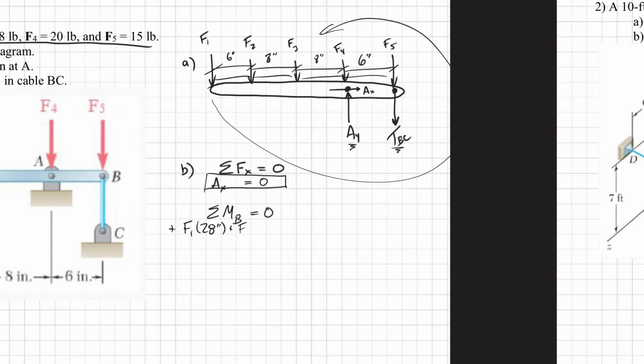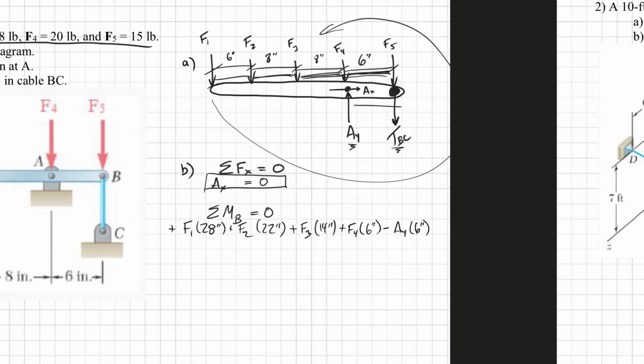Okay, and then we'll do F2 times its moment arm, which is 6 plus 8 plus 8. So that's 14 and 8, that's 22 inches. Okay, and then we'll do F3. Note all of these are causing it to spin the same way around this point right here. F3 is going to be 6 inches plus 8 inches, so that's going to be 14 inches. And then F4, which is just going to be those 6 inches. And then we've also got AY, so that'll be minus AY times those same 6 inches, right? Because it's 6 inches that way.